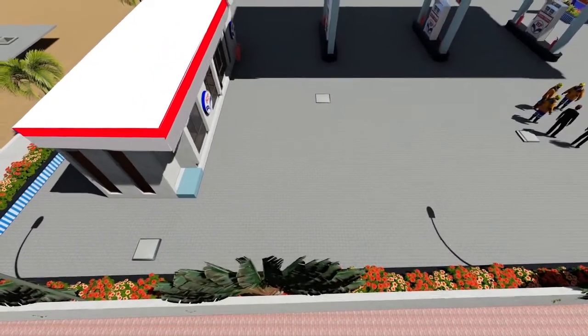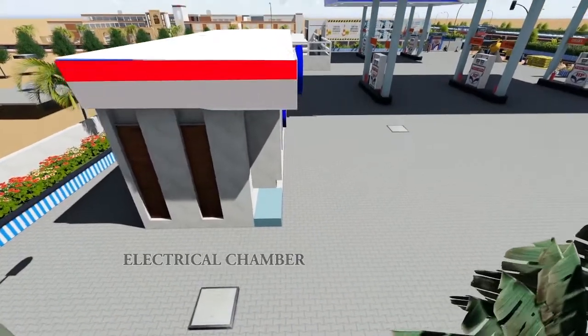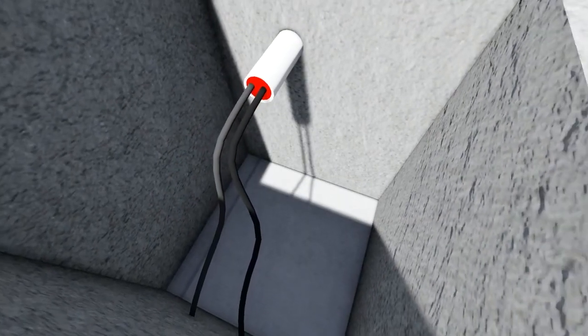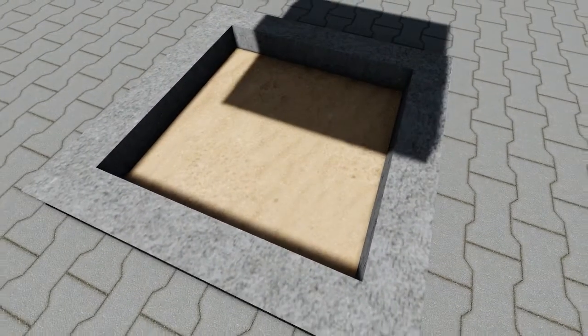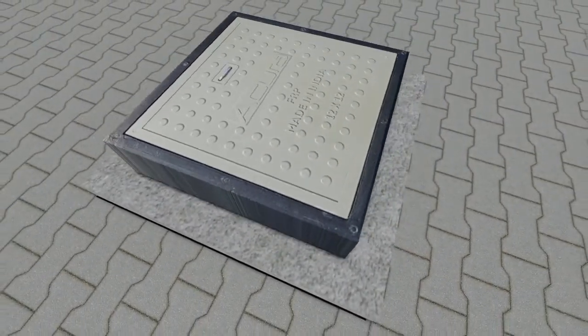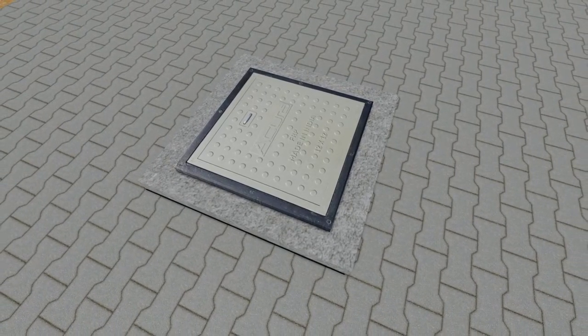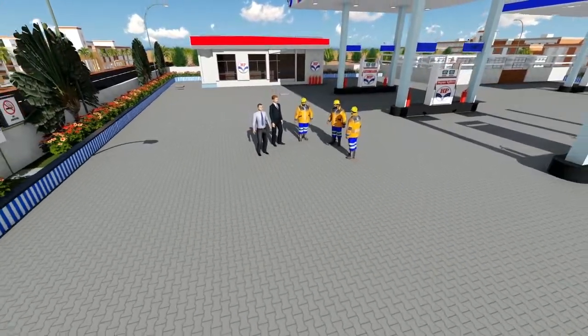The cables for STP motors installed in the tank should go through the electrical chamber to the electrical room. We should seal the path of the electrical chamber thoroughly and fill the chamber with sand and cover it so that no moisture or vapor can reach the electrical room. Installation of tank to be done as per HPCL approved layout.